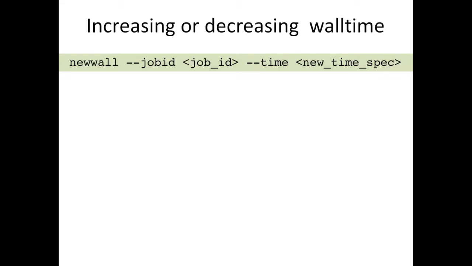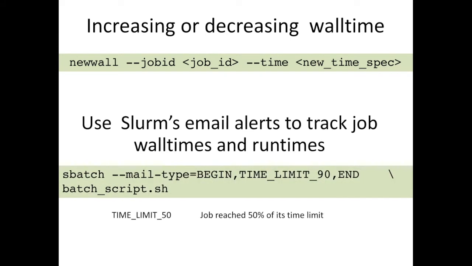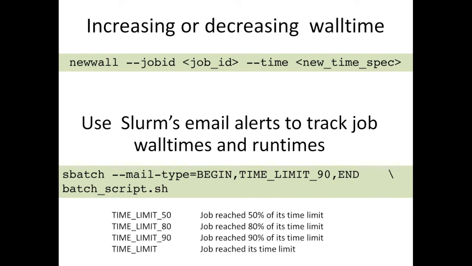You can increase wall time settings if your initial time estimate was too short by using the newwall command and specifying the job ID and new time specification as shown. A nice feature of Slurm is the ability for it to warn you by email when a job reaches a certain percentage of its time limit. So here are options for being notified at 50% of the job's time limit, 80%, 90%, and when the job reaches its time limit.